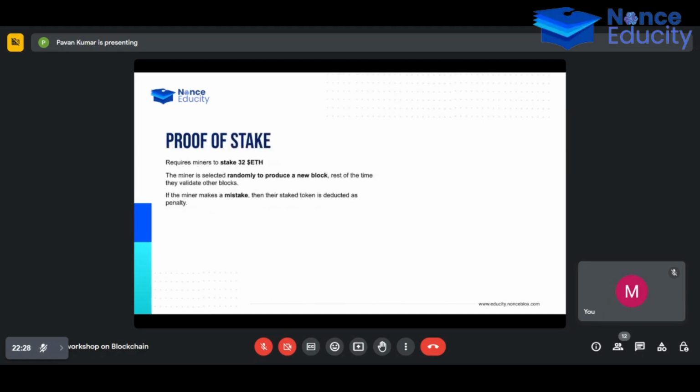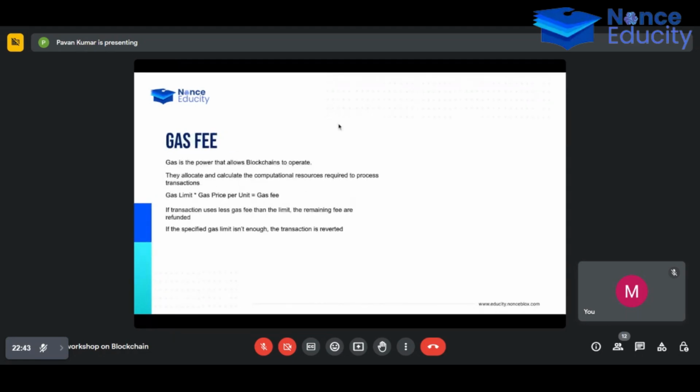And yeah, before moving to gas fee, do you guys have any questions on proof of work and proof of stake and mining and consensus as well? Any questions, guys? No? All right. Moving to gas fee.